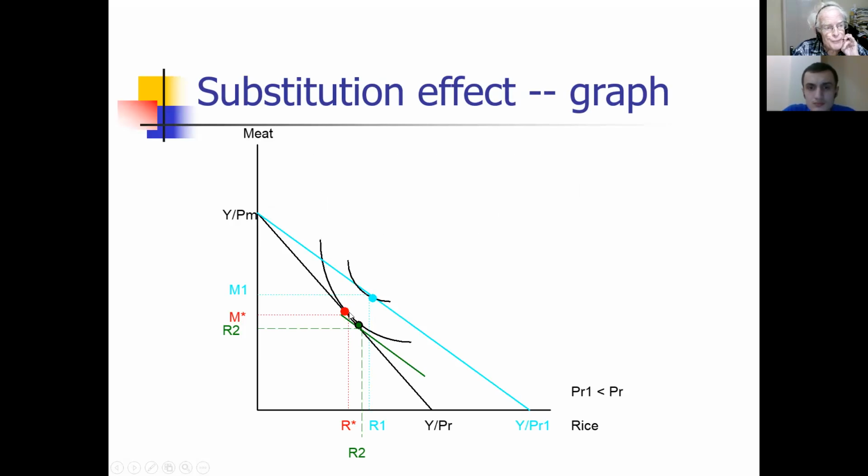And here is an example. Here is the original budget constraint. And then there is a fall in the price of rice that reduces in magnitude the slope of the budget constraint. The overall fall in the price of rice will move us from the red point to the blue point here.